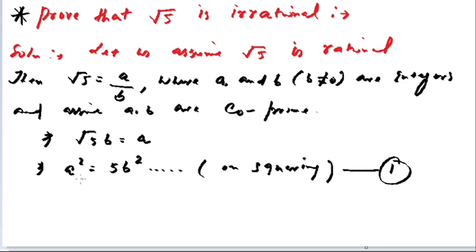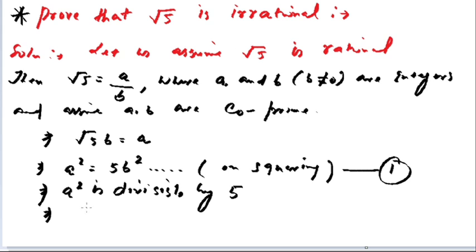Now see here, when a square equals 5b square, it implies that a square is divisible by 5. See students here, when a square is divisible by 5, it means that a is also divisible by 5.